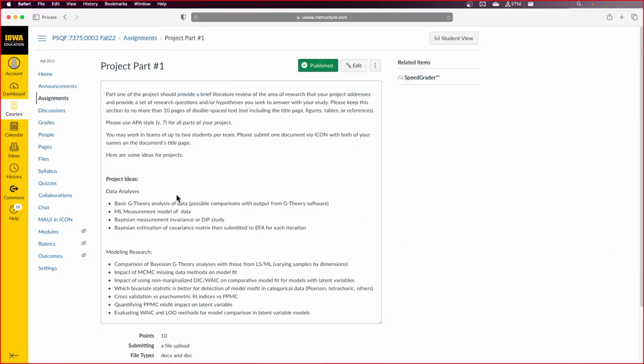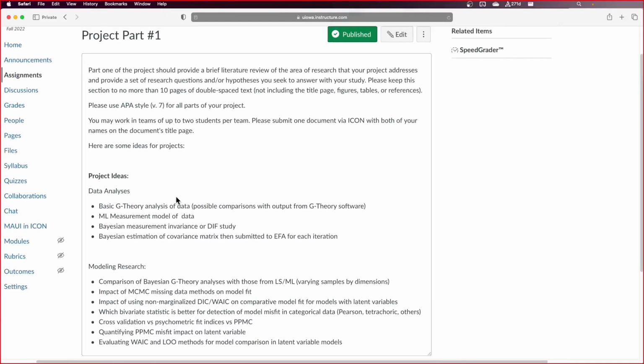Here is that text. Basically, no more than 10 pages, double-spaced, APA format. It's just a brief introduction to the problem. Tell me research questions or hypotheses. Those could be done in the absence of anything, but ideally a little bit of background information about why those exist. So a little bit of literature review.